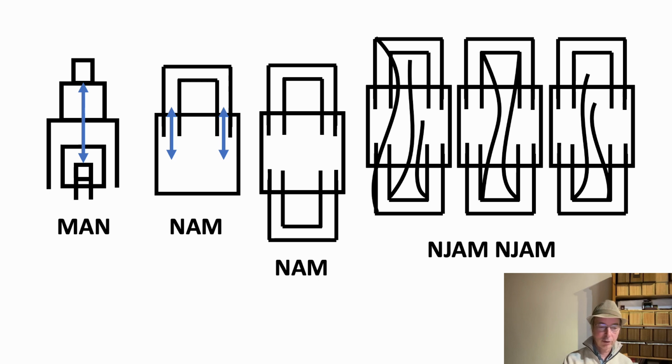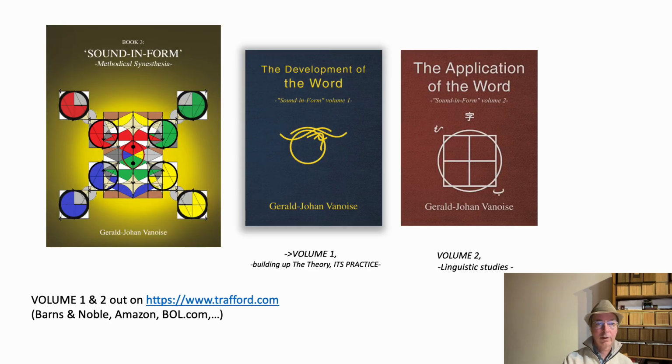Okay, this was just a small video in between with just a few words, and they were very simple, and you had very easily a couple of associations, and they fit as well. This was also something that you can learn by reading the book Sound in Form. And if you want to do it slowly, there are two parts: the development of the word, the theory and some of the practice, and the application of the word with some studies that are related with it.